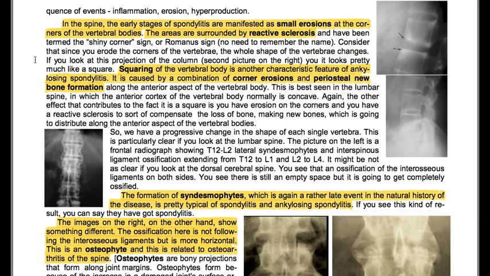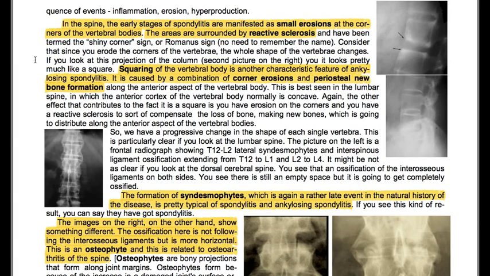If you look at this projection of the column, second picture on the right, you see it looks pretty much like a square. Squaring of the vertebral body is another characteristic feature of ankylosing spondylitis. It is caused by a combination of corner erosions and periosteal new bone formation along the anterior aspect of the vertebral body. This is best seen in the lumbar spine, in which the anterior cortex of the vertebral body normally is concave.